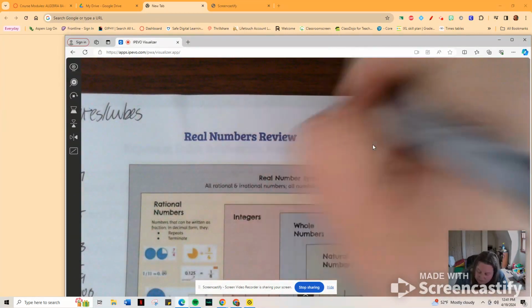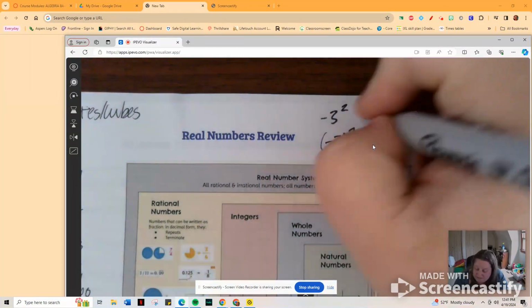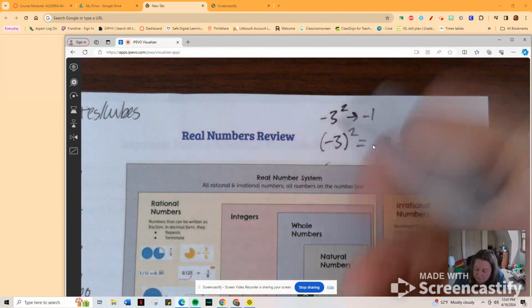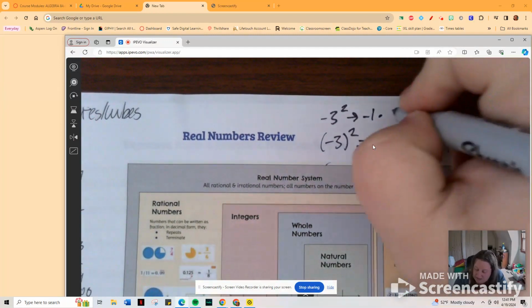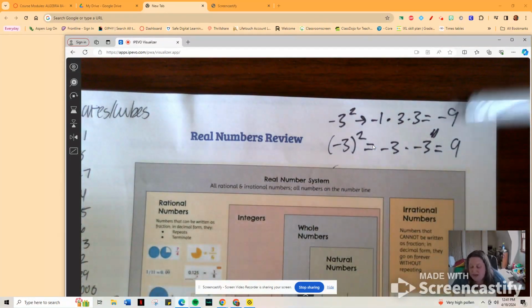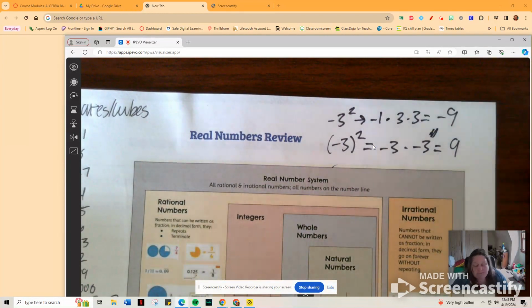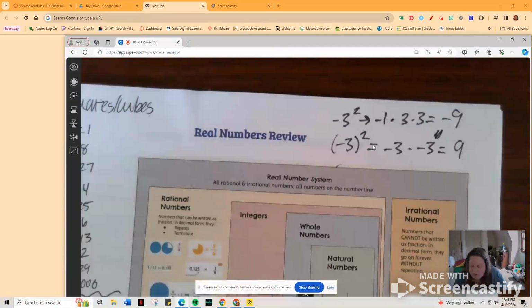However, if it looked like this, what this is saying is different. This is saying -1 out front times 3 times 3, and that would give you -9. This is not a perfect square because now we have that -1. It has to be a number times itself. So if it's in parentheses like this, -3 times -3, that works. The top one does not. So just be mindful of how numbers are written. Okay? And that's important for when we talk about square roots.